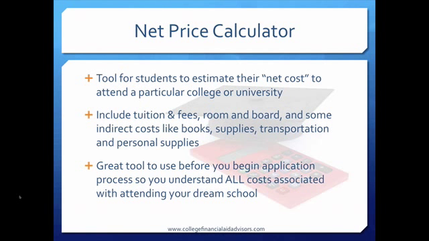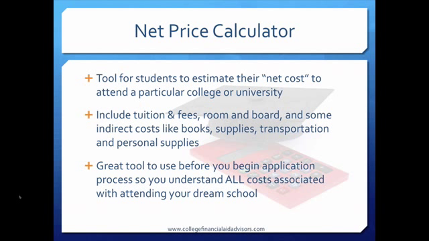My favorite tip right now, so if you're a junior parent, a rising senior, or junior student, or a senior student, hopefully you've used the net price calculator, otherwise known as the NPC. The net price calculator, there's one located on every college site. So if you type in the college and then you type in financial aid, it should be located on that front page there, or within the first few pages. So the net price calculator is a tool that students can use to estimate what the net cost is going to be to a particular college or university.